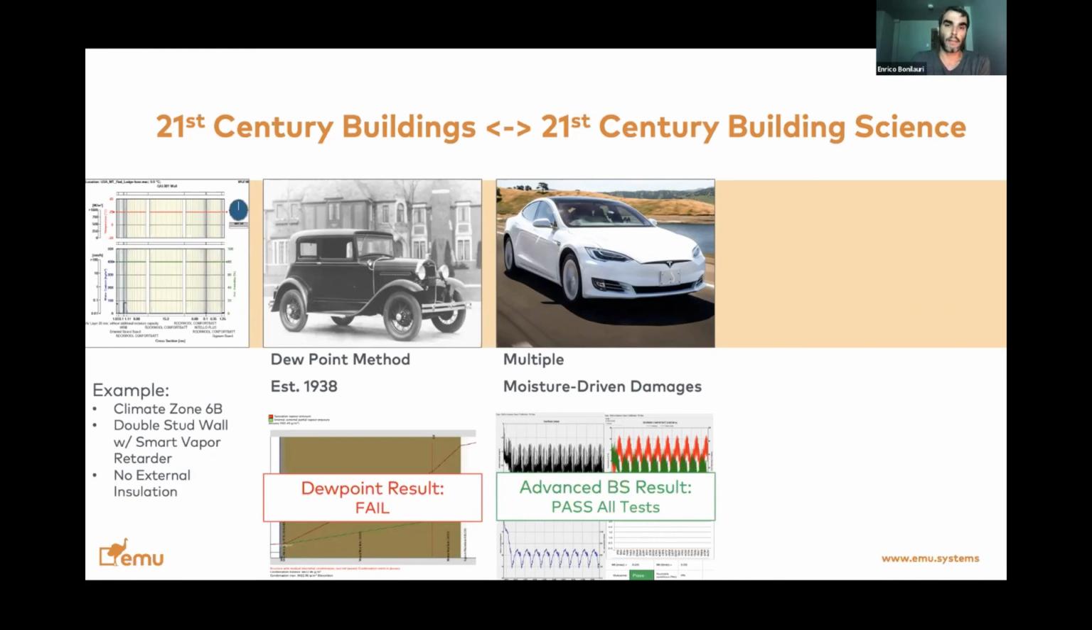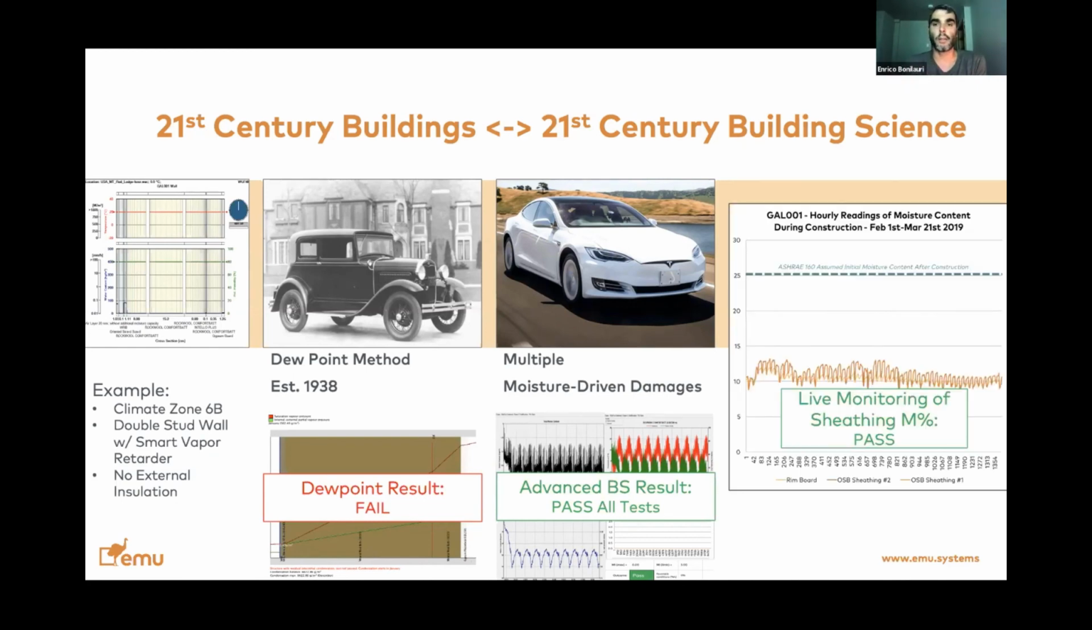The proof that the advanced building science does work is that we are actually monitoring the moisture content of the sheeting of this wall. And over months of occupancy, this moisture content has never gone up. So this is proof that 21st century buildings do require current building science.